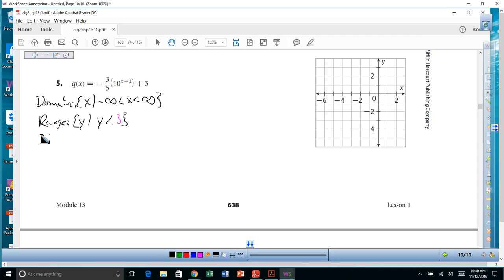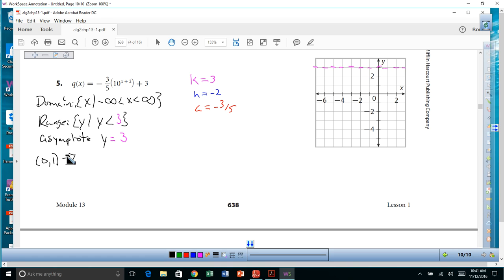And that gives us our asymptote. Our asymptote is y equals 3. So let's find 3 here. Let's go ahead and graph that. So what do we know? Well, we know k equals 3. We know that h equals -2. And we know that a equals -3/5.